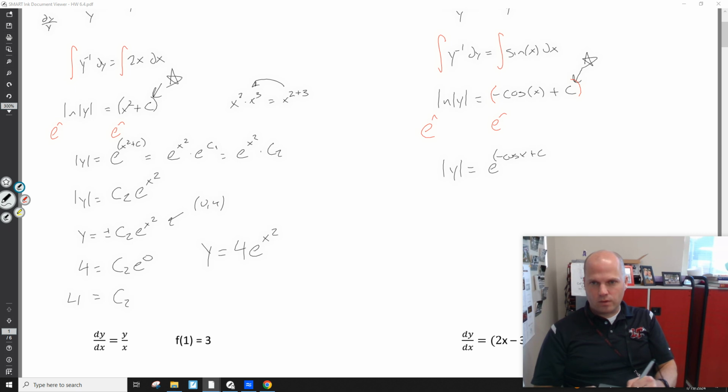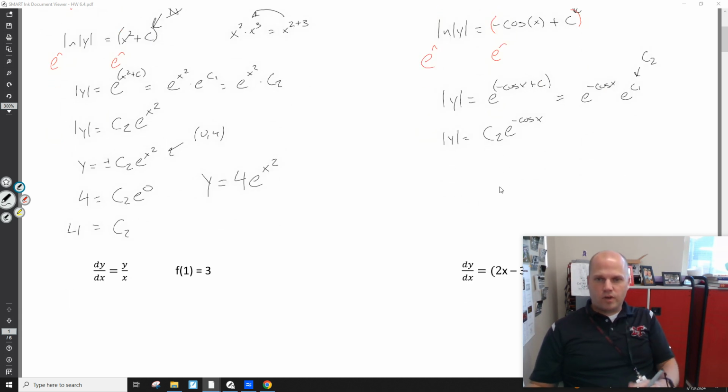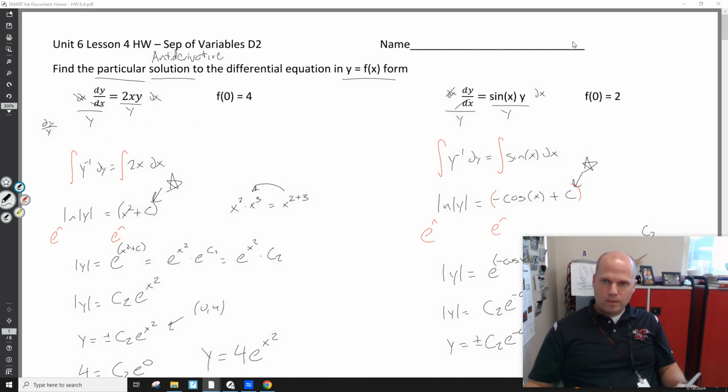It is in the power of e, but then using the reverse exponent rule, we write e to the c1 as a c2. Absolute y equals c2 e to the negative cos x. Get rid of the absolute, make the right side plus or minus, but essentially ignore the plus or minus because you will find the correct sign of c2 will be positive.